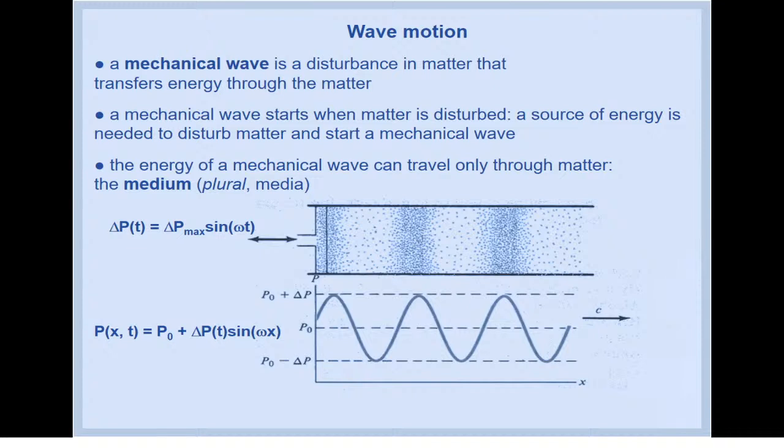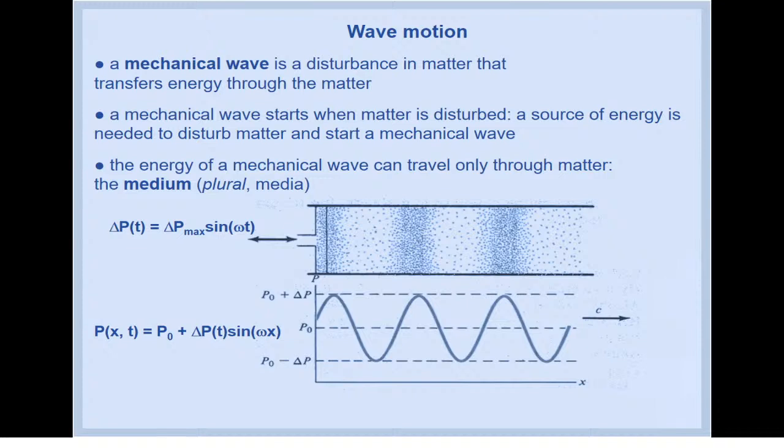So, a mechanical wave is a disturbance in matter that transfers energy through the matter. Mechanical waves start when matter is disturbed. A source of energy is needed to disturb matter and start a mechanical wave. The energy of a mechanical wave can travel only through matter. The medium is required.